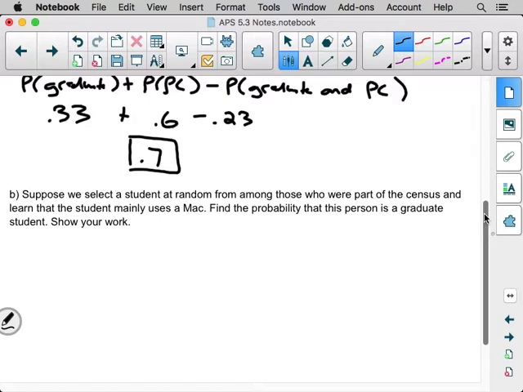Can everybody see how that translates to how I'm phrasing it, right? We know something about this kiddo now, right? We know that they use a Mac. Now, given that information, we want to know the probability they're a graduate student. It does matter, but also keep in mind this is what we were given. Given that they use a Mac. Yeah, the given goes second. So think of this bar here as the word given. Probability that they're a graduate student, given that they use a Mac.